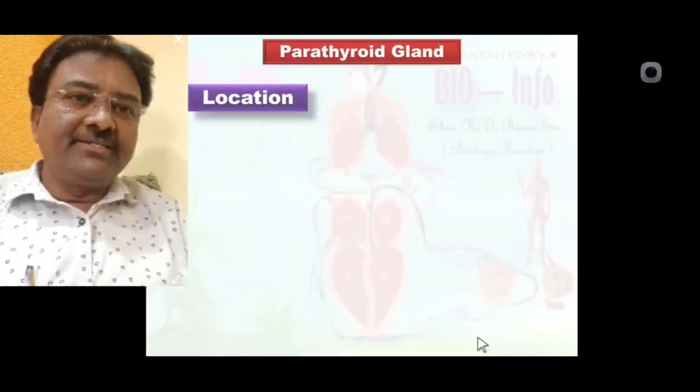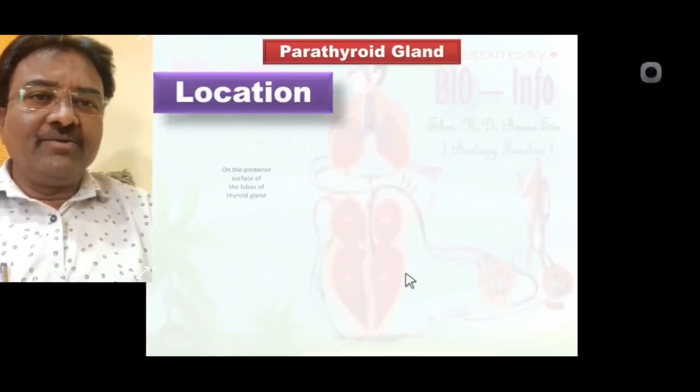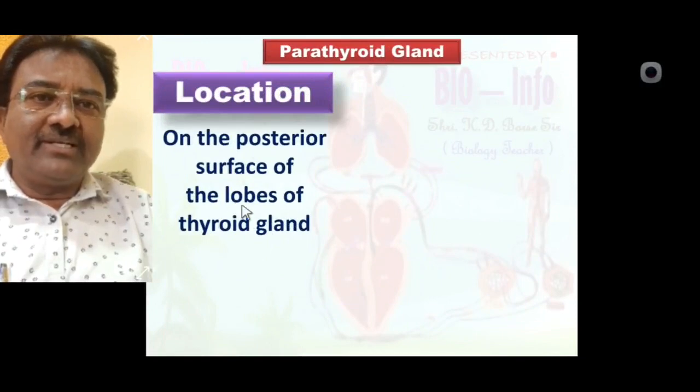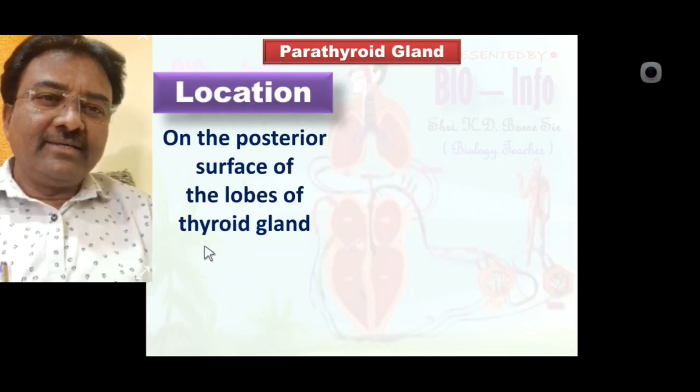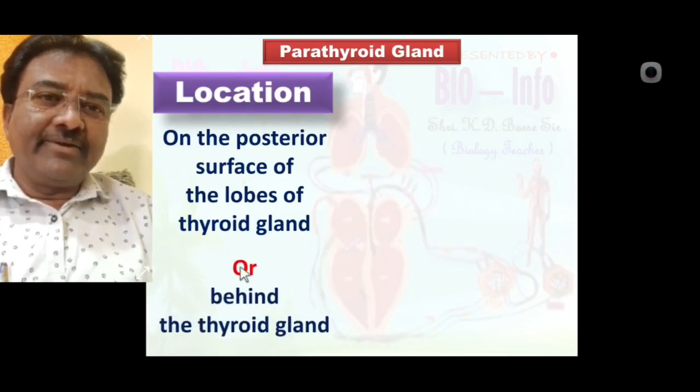The parathyroid gland is located on the posterior surface of the lobe of the thyroid gland. You know, the thyroid gland is present in front of the trachea, below the larynx. So on the posterior surface of the thyroid gland, the parathyroid gland is also present, behind the thyroid gland.